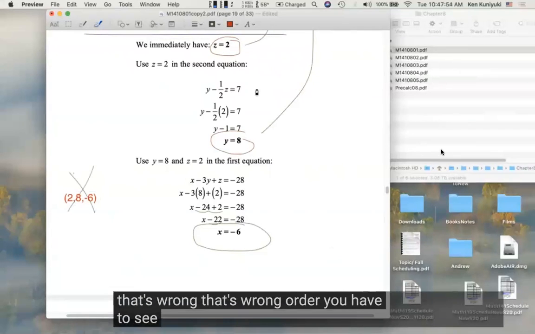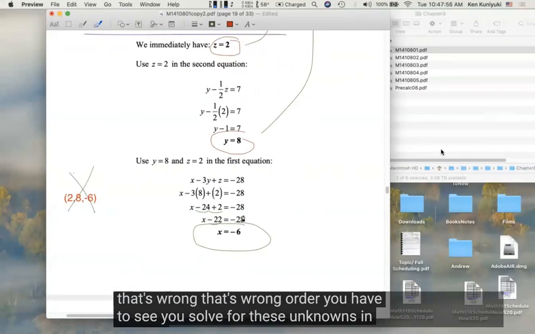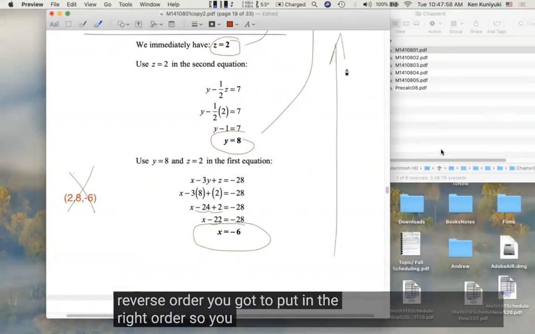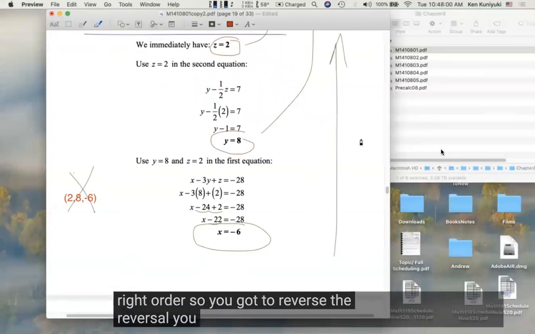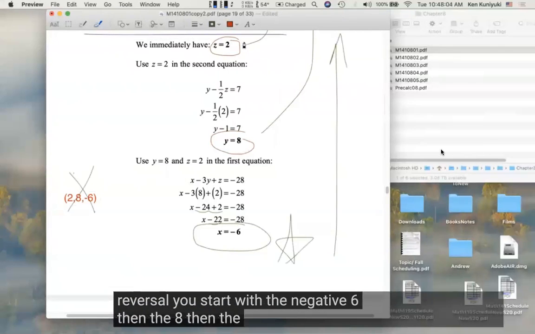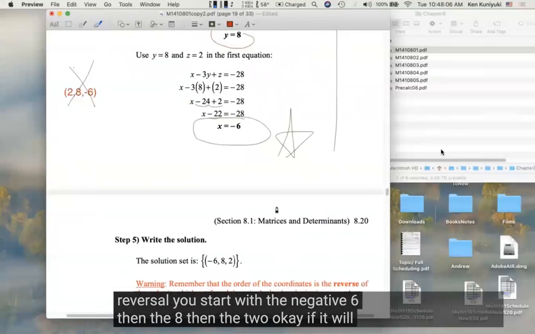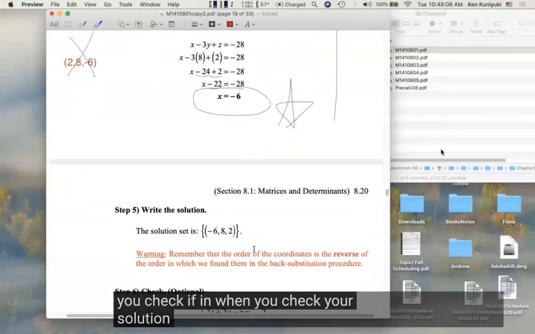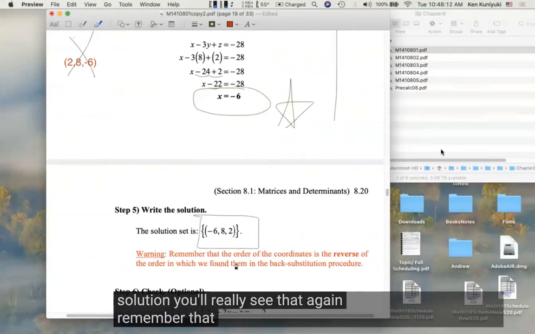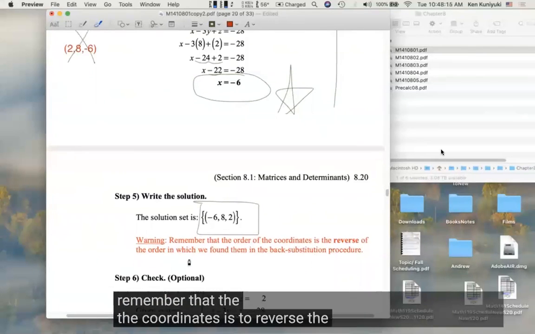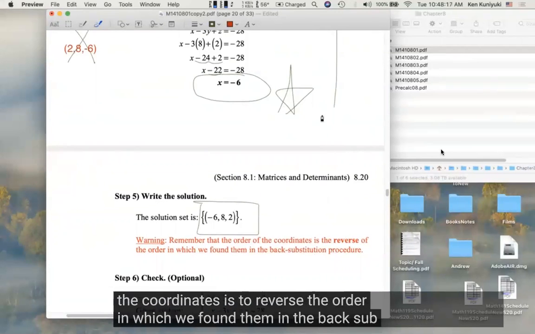You solve for these unknowns in reverse order. You've got to put it in the right order. So you've got to reverse the reversal. You start with the negative 6, then the 8, then the 2. When you check your solution, you'll really see that. Again, remember that the order of the coordinates is the reverse of the order in which we found them in the back sub procedure.